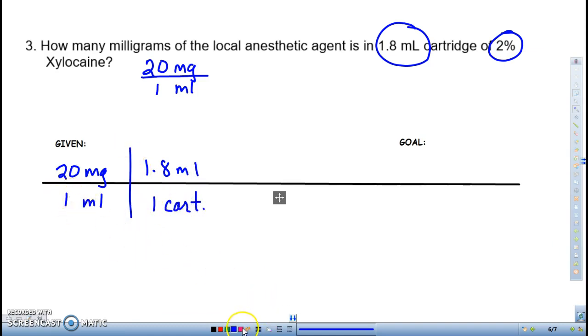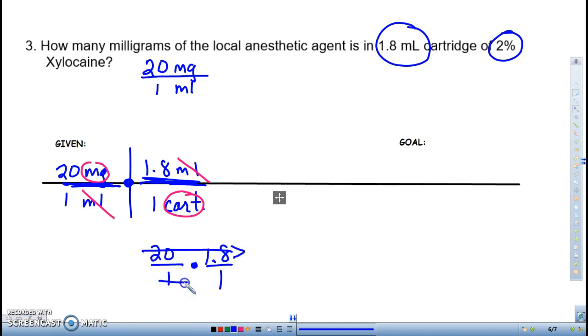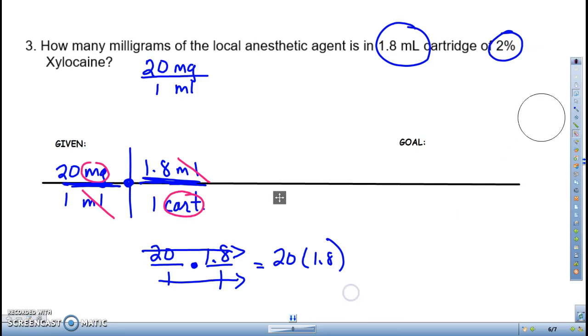All right, that sets up my fractions. Notice that my milliliters cancel out. I'm left with milligrams per cartridge, and that's what we're trying to figure out. So I'm going to take 20, and these are fractions. Remember, these are fractions, and I'm multiplying fractions. All right, 20 over 1 times 1.8 over 1. How do you multiply two fractions together? Well, it's straight across. There's your little math lesson for today. So that's 20 times 1.8 over 1 times 1 is 1. Remember, if you have 1 in the denominator, it goes invisible. So I'm just left with taking 20 times 1.8.